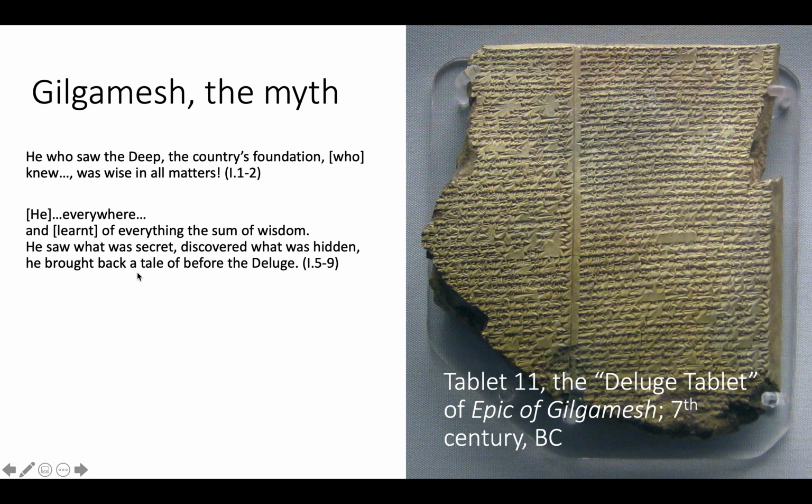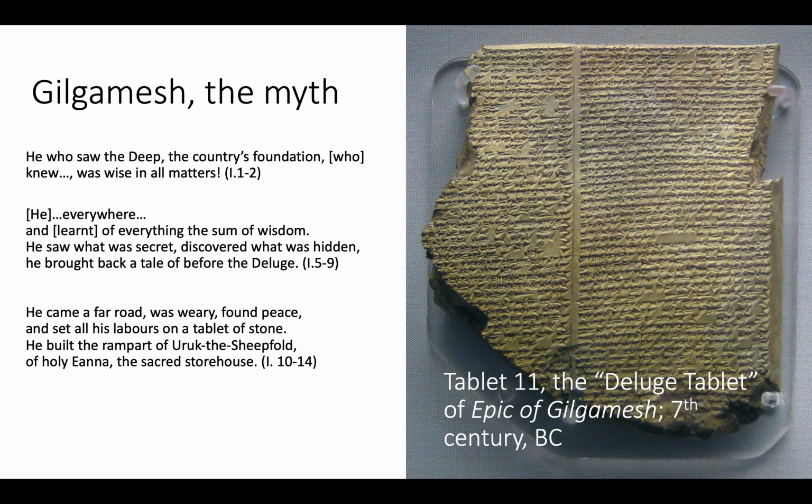And then the fact that he's going to bring back some tale that existed before the deluge, before the flood that wiped out all civilization. So he comes from before then and brings back the tale of that time. He came a far road, was weary, found peace, and set all his labors on a tablet of stone. He built the rampart of Uruk, the sheepfold of holy Eanna, the sacred storehouse.